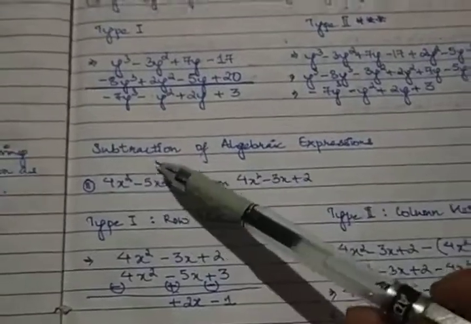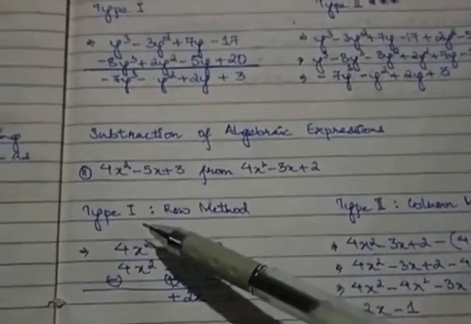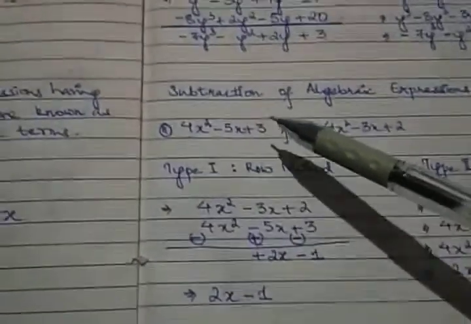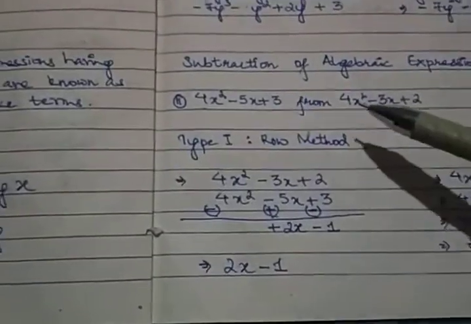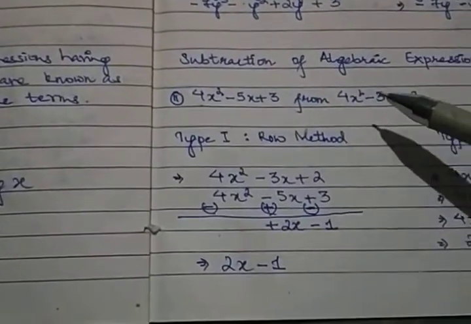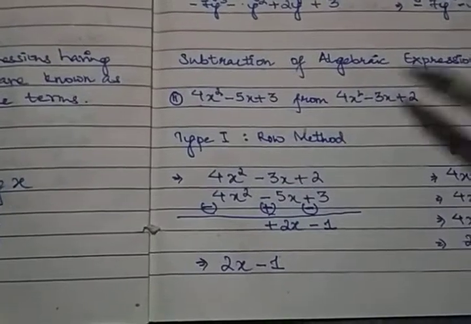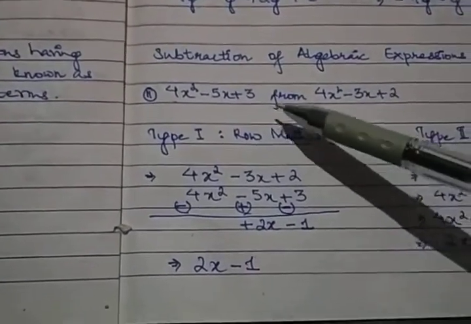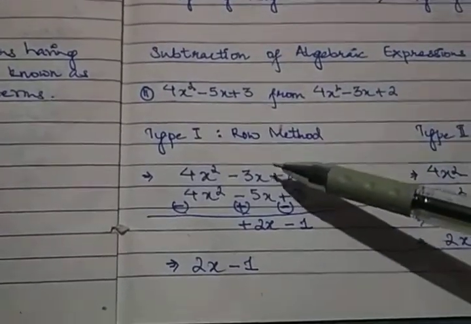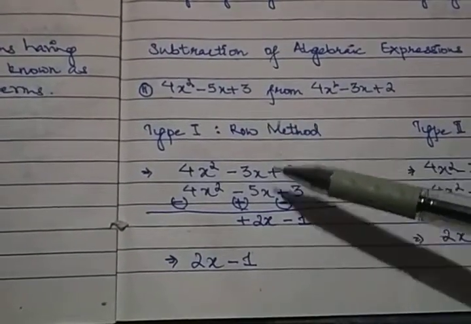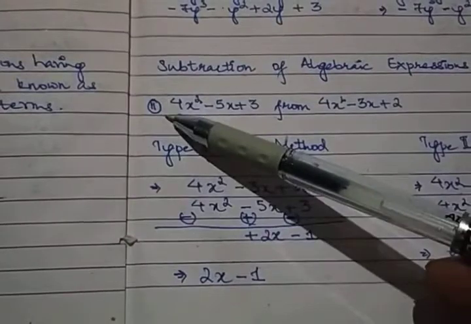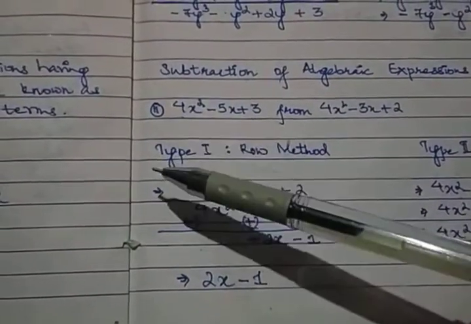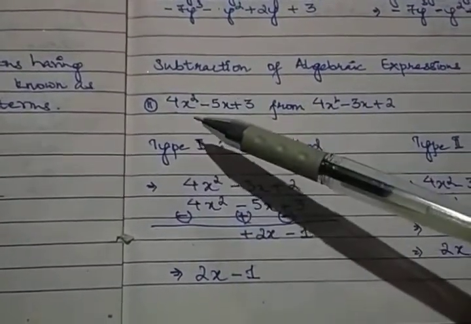Okay, so now comes subtraction of algebraic expressions. For subtraction of algebraic expressions, the row method. Now see, subtraction is a little bit different from the previous one, that is the addition of algebraic expressions. Is it okay? So what do we have here in subtraction? Whenever you go with the row method, I pick question number 2.